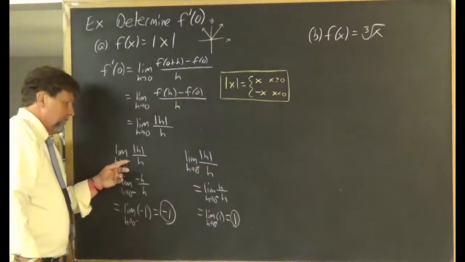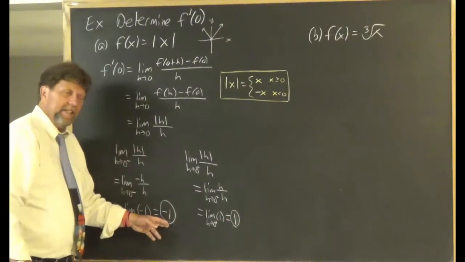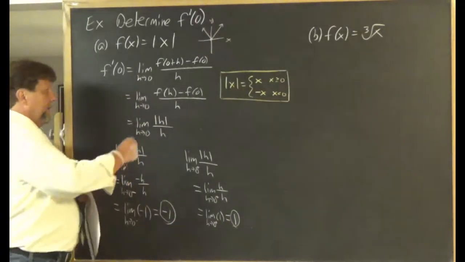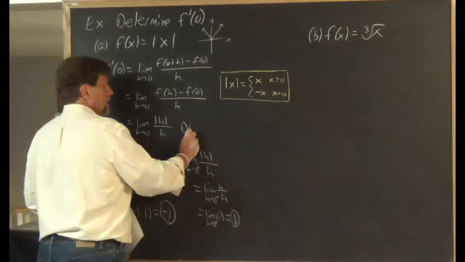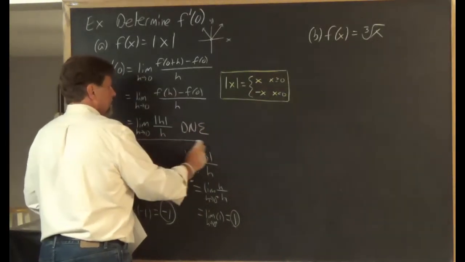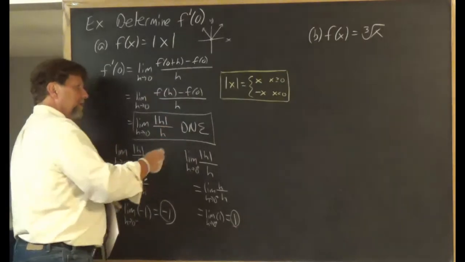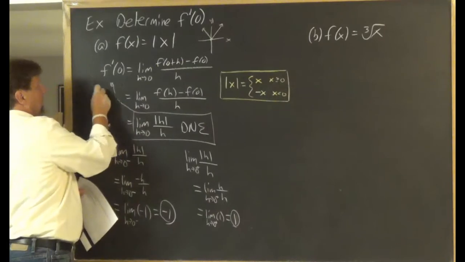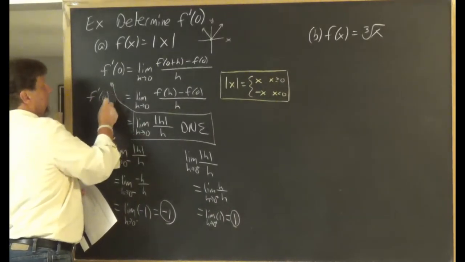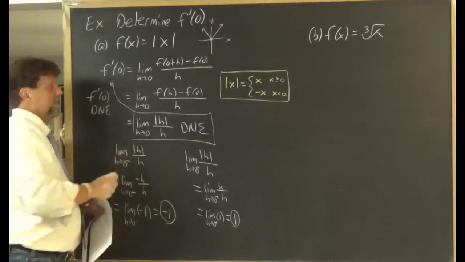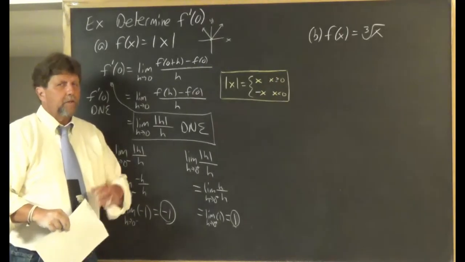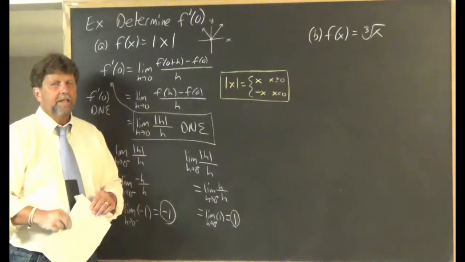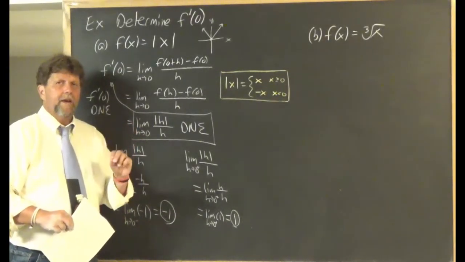The limit as h approaches 0 from the left is negative 1. It's not approaching the same value. That tells us this limit does not exist. And if this limit does not exist, that tells us f prime of 0 does not exist. That's why those 4 words are so important. F prime of 0 does not exist for absolute value of x.